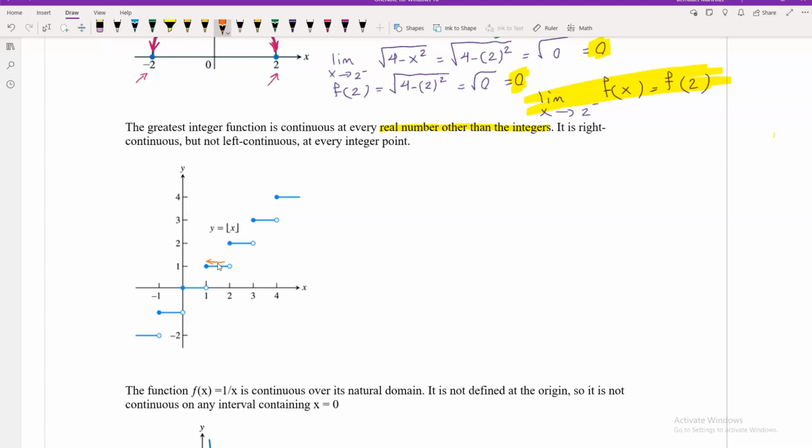But for left continuous, as x approaches 1 from the left, we have this point for our limit, but for the function value, we have this point.